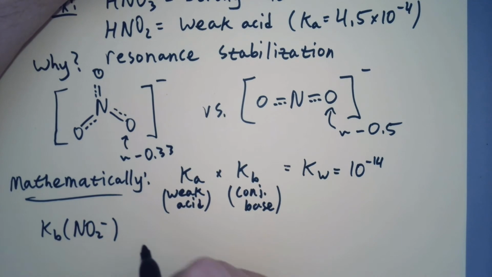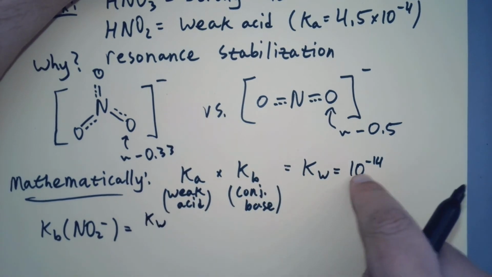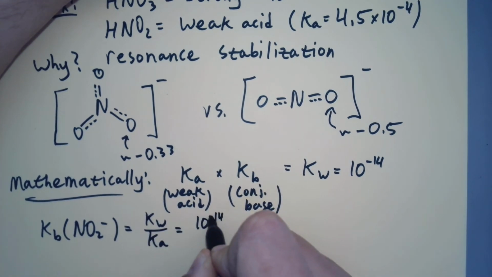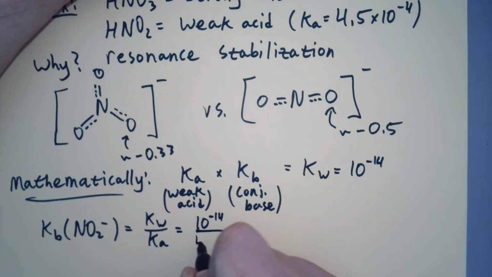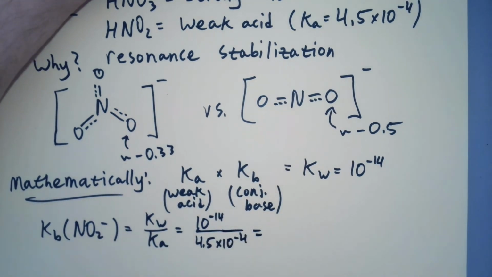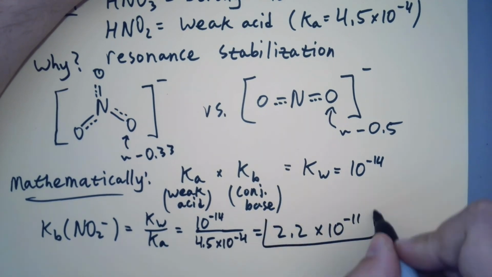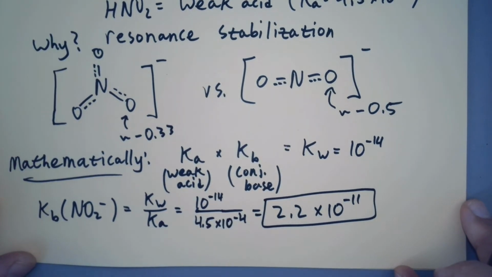And so we can calculate that. And so it's going to be Kw. We just divide by Ka over here, right? So it'd be Kw over Ka. And so that's going to be 10 to the minus 14 over the Ka for HNO2, right? The acid that goes with this conjugate base. And so that's 4.5, as we talked about before, times 10 to the minus 4. And we calculate that out, and it comes out to be 2.2 times 10 to the minus 11. Okay. So, there it is.